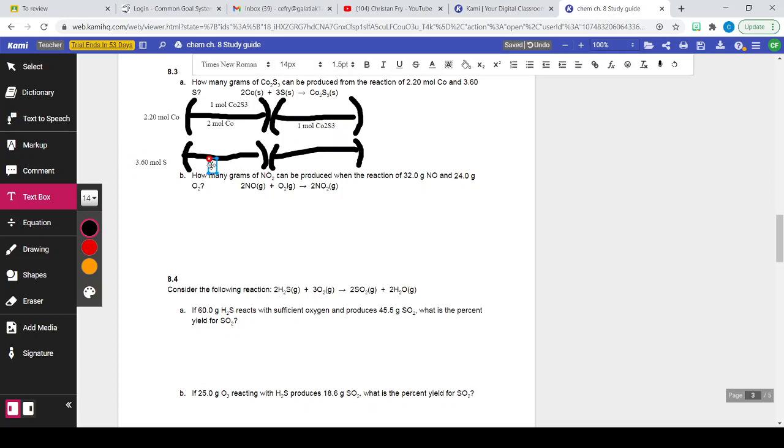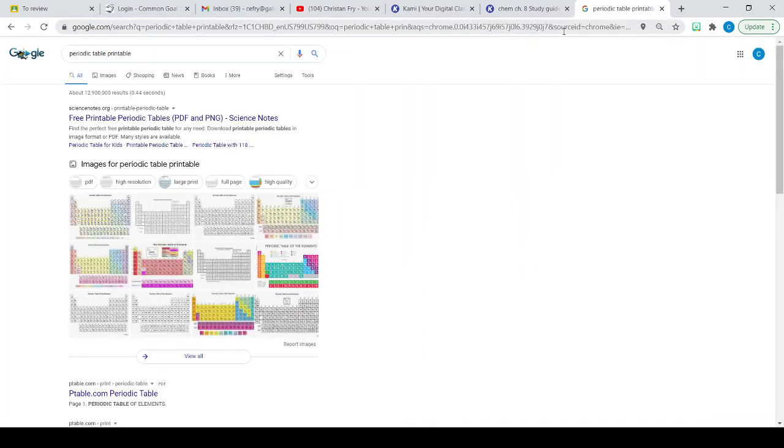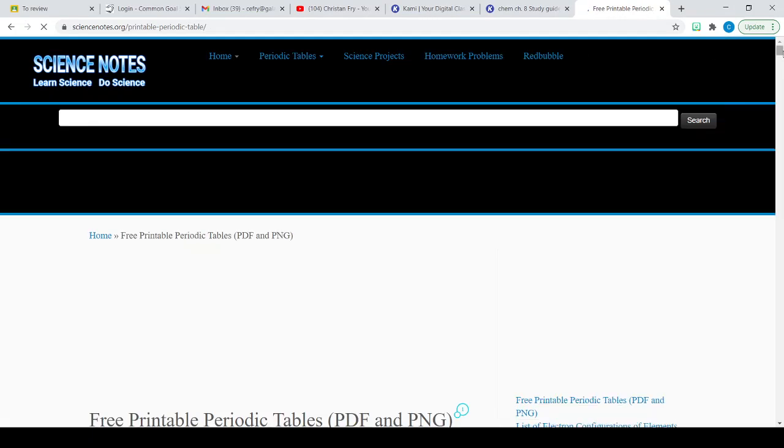All right, so for sulfur, use your equation. There's 3 moles of sulfur. Once again, we're always trying to find product. There's still just the 1 mole of Co2S3. Down here, 1 mole Co2S3, because I need to figure out how much that weighs. I'm going to find a periodic table on here. Just need to find one here.